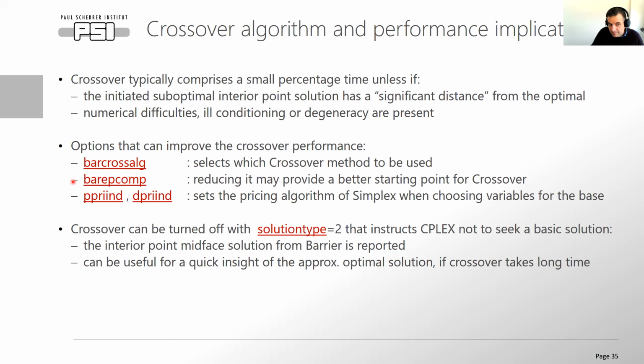So we can change which crossover method to be used to reduce this time, change the barrier convergence tolerance to provide a better starting point for crossover, or even change the pricing algorithm of the Simplex when choosing variables to enter into the base. Of course, the crossover, if we don't want it, can be turned off with solution type equals 2. This instructs Simplex not to seek a basic solution, and we have seen what this means. But it can be useful for a quick insight of the approximated optimal solution if crossover takes a long time. But I'm going now to discuss these options here.